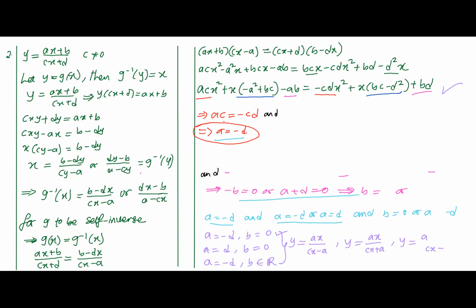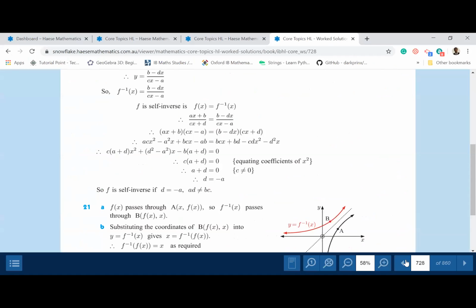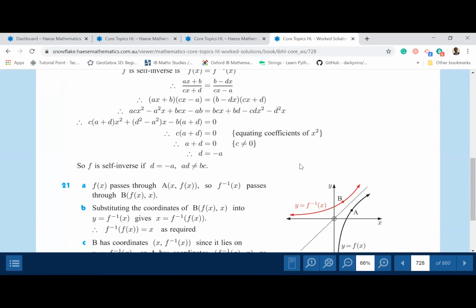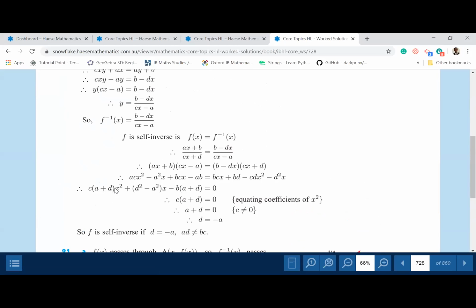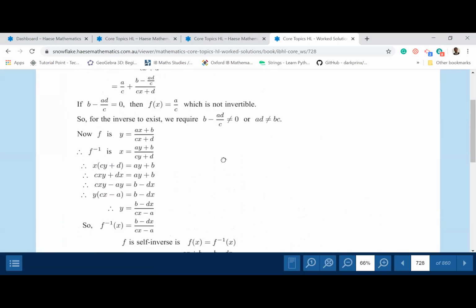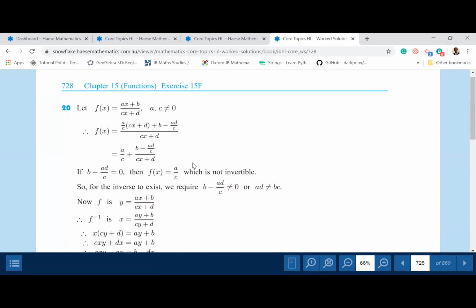So you see what I'm talking about. I didn't know this would take this long. Can everybody see this? Yeah. Okay, so if you look at that, here we get this. When you divide by C, then this is self-inverse. If D is equal to negative A, then AD is not equal to BC. That's what I'm trying to say. AD is not equal to BC. Where does that come from? Oh, here. From here.